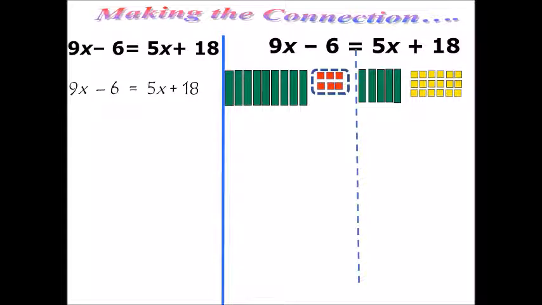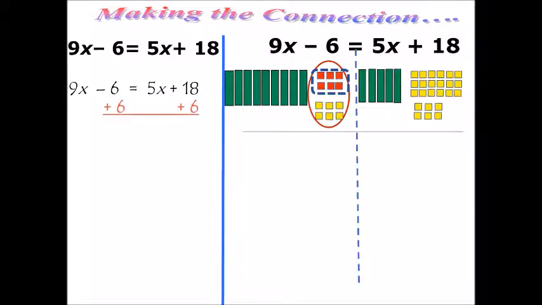In order to move this negative 6, we have to think about what would create zero pairs, or what is the opposite or additive inverse of negative 6. The opposite of negative 6 is our positive 6. If we add in 6 positives on the left-hand side, we also have to add in 6 positives on the right-hand side. We can see that our desired zero pairs have been created. We can model that step by writing plus 6 on the left-hand side under our constants, and plus 6 on the right-hand side, again under our constants.